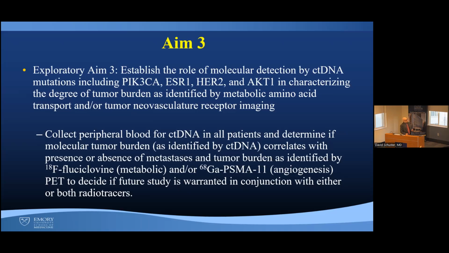So we wanted to establish the role of molecular detection by ctDNA mutations, including PIK3CA, ESR1, HER2, AKT1, in characterizing the degree of tumor burden, as identified by both of these radiotracers. So we collected peripheral blood. Our plan was to do that in ctDNA in all patients and determine if the molecular tumor burden correlated with the presence or absence of METs, as we found this on the PSMA and/or fluciclovine imaging.